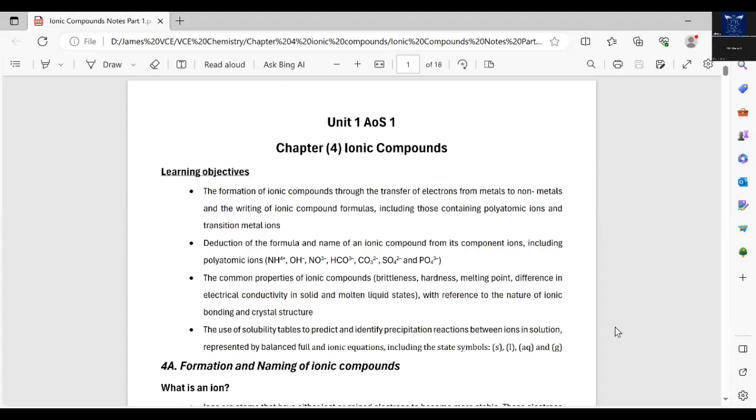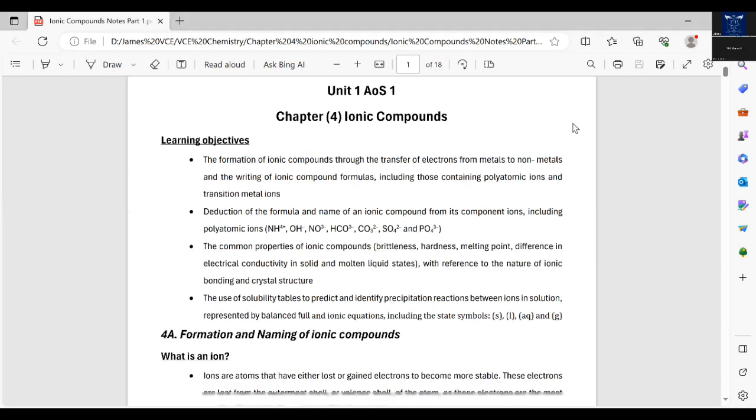Okay, today I'm going to start on this one. It's about ionic compounds. Ionic compounds are based on the formation of ions, so they will be formed when ions are formed. There are a few points that we will be revising a little bit first before we move on to the key information. Let's look at the learning objectives for this particular chapter.